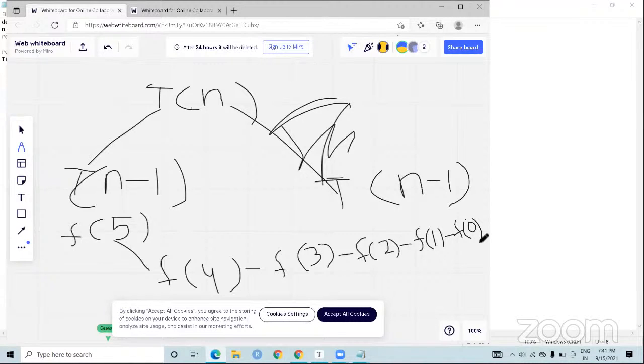Yes, sir. So it will go on this way. Okay, so f5 is there. Then it will go f4, then it will go f3, then f2, then f1, then f0. Suppose f0 is breaking. Suppose we are taking that example in the same example.